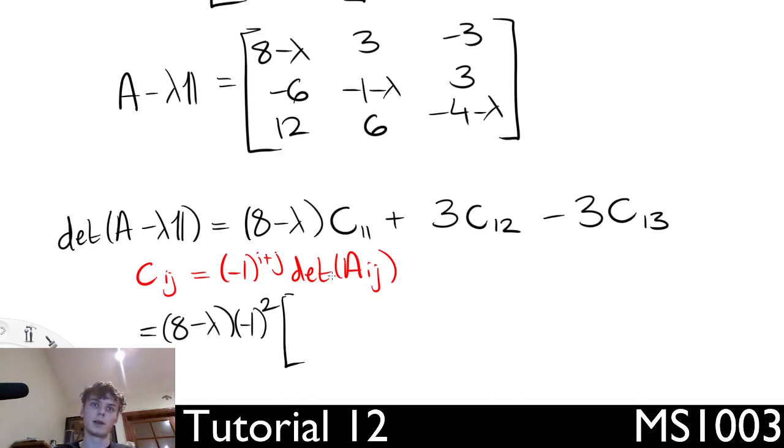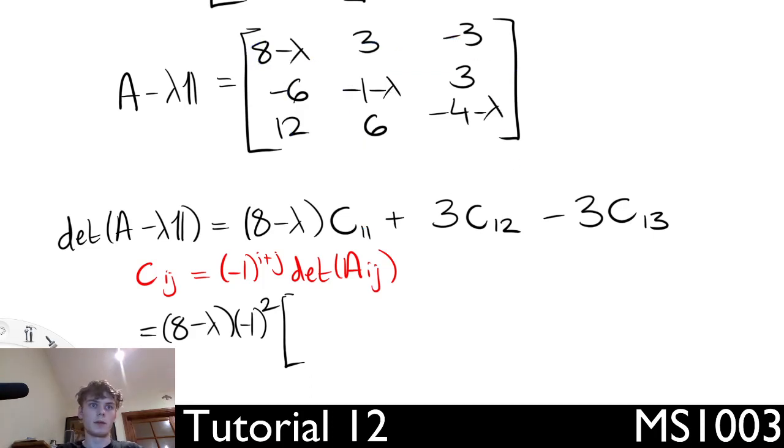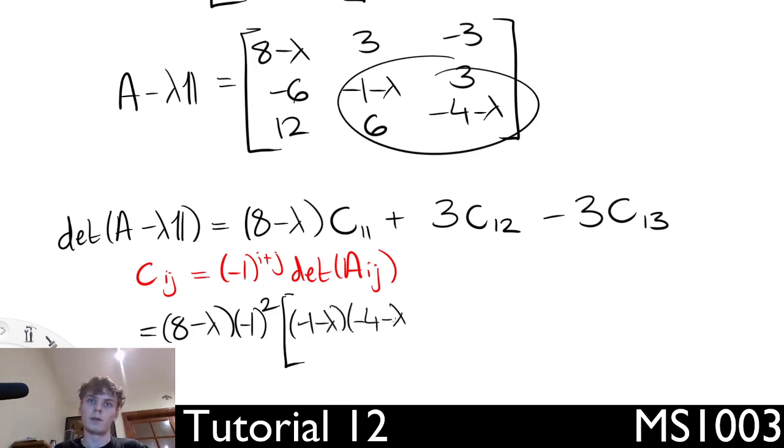Now I need to take the determinant of A11, which means I look at A11 here, I delete the row and the column that it's on, and now I take the determinant of the submatrix. So doing that means I have to take the determinant of this submatrix, which is going to be minus 1 minus lambda times minus 4 minus lambda, minus 3 by 6. There we go. That's our first guy.